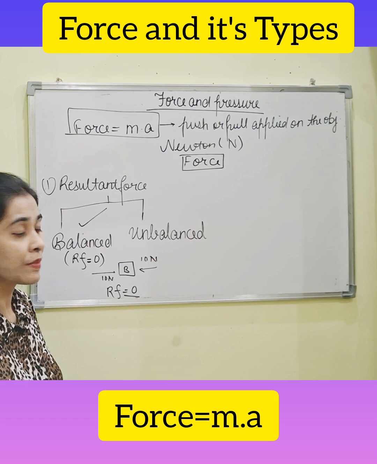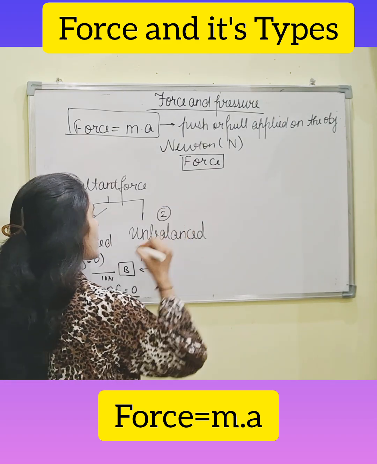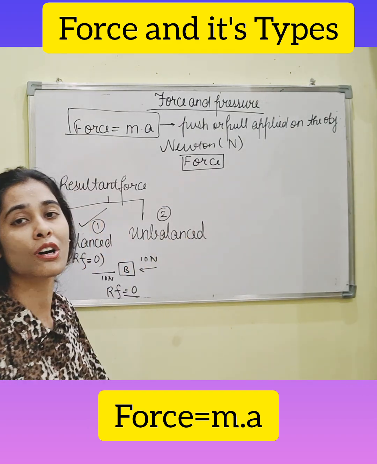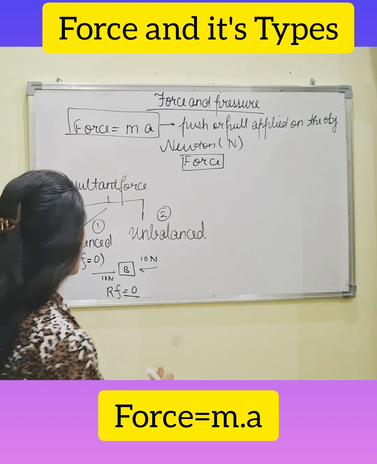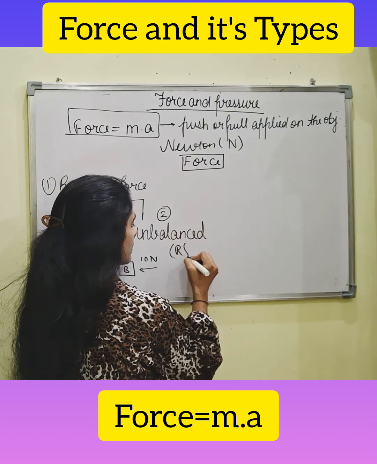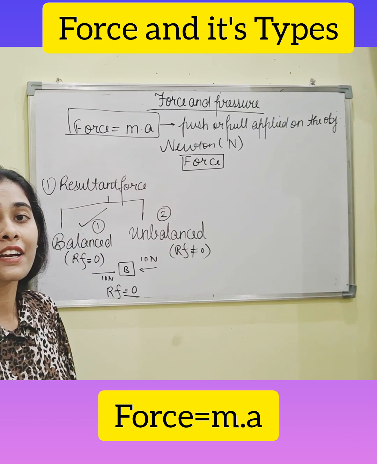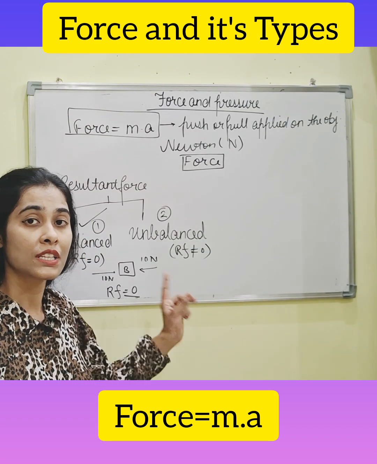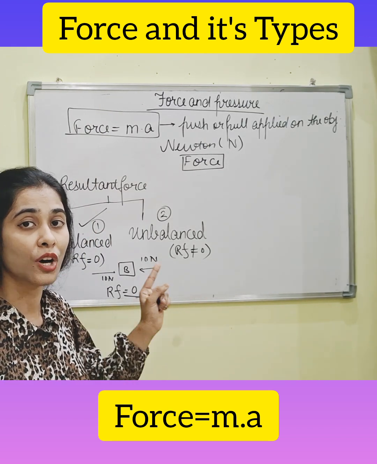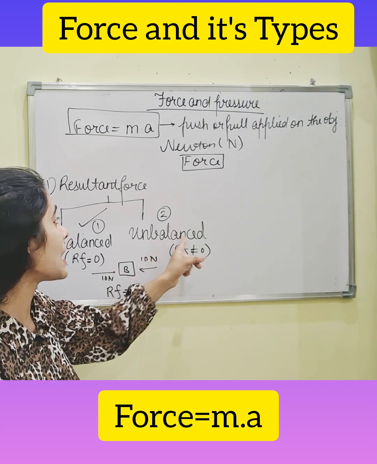The first type is clear. Now coming to the second type, that is called unbalanced force. The unbalanced force is the type of force where the resultant force is not equal to 0. This type of force applied on the object is called unbalanced force.